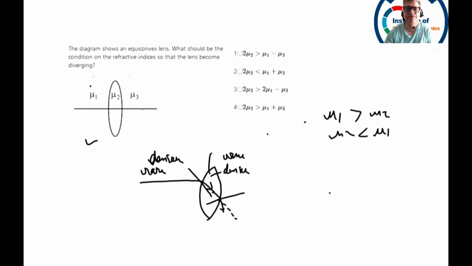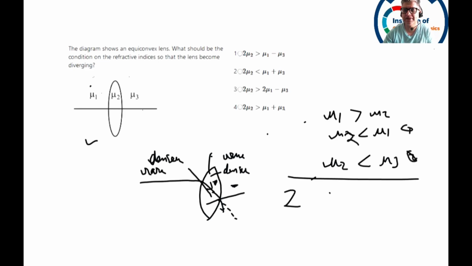Do the reverse now. What you do is make this medium less dense and this medium more dense, which means your mu2 becomes less than mu3. Okay? So what if I add these two? What happens? 2 mu2 is less than mu1 plus mu3.